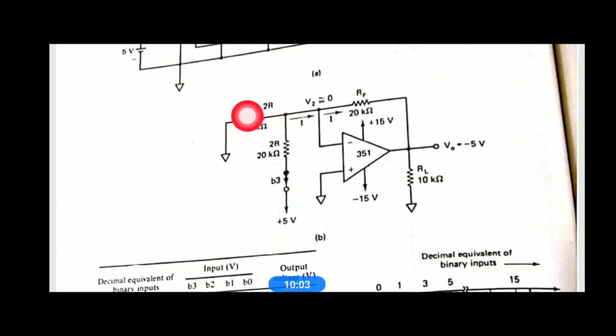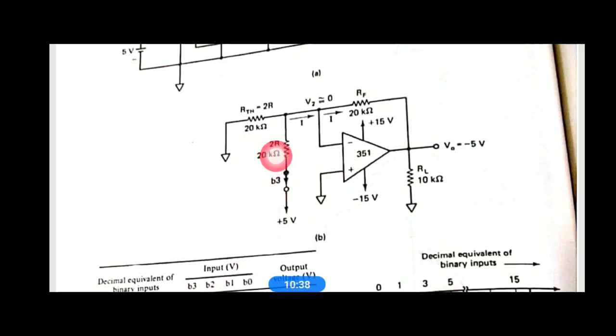RF is 20 kilo and 2R is 20 kilo. 20 kilo divided by 20 kilo gives the gain here as minus 1. The input is plus 5 volt and the gain is minus 1, so minus 1 into plus 5 volt gives the output of minus 5 volt. In other words, the voltage is plus 5 volt and the resistance here is 2R, that is 20 kilo, and the current flow here is 5 divided by 20 kilo.